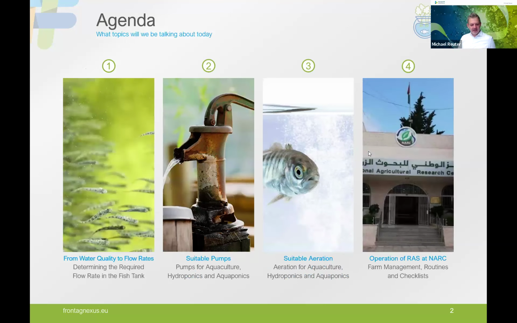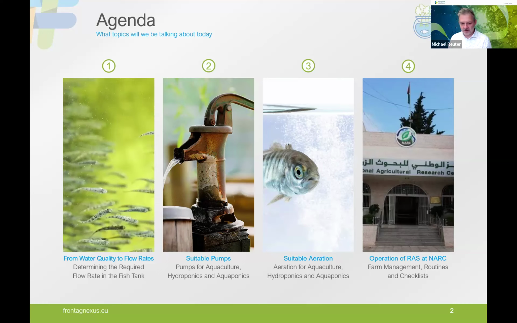What we will look into today is, like I promised last time, a closer look once again into the determination of the required flow rates in the fish tank that we would need to maintain the right water quality. And we will link that to an example of an existing system to make more clear how this has to be done. We will refer to this example quite a few times during this webinar to make things easier to understand and more based on practice.